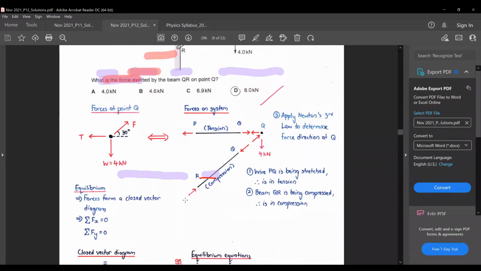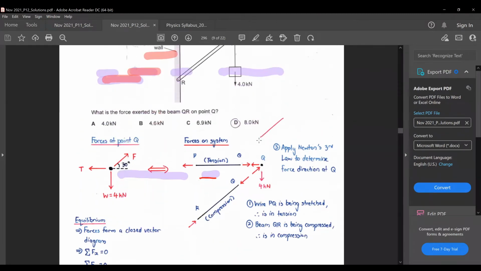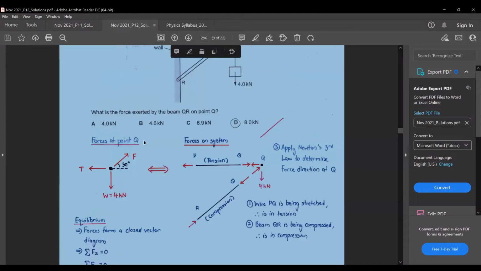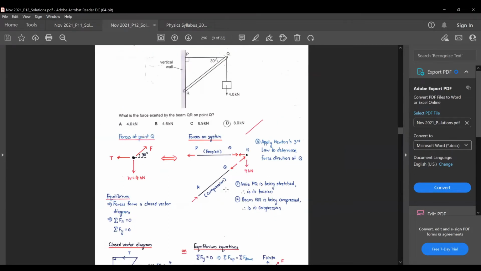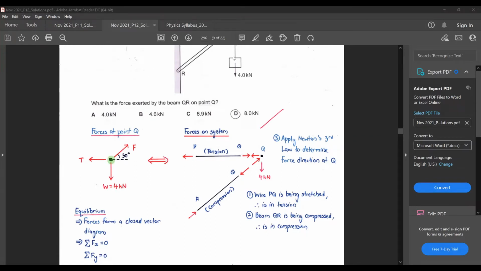So there are a few ways to go about this, I think. Let's just analyze the forces on point Q first. Now, if you are looking at the forces acting at point Q itself, you would have these three forces. You would have tension T in this direction, the force by beam QR in this direction, and the weight, 12 kilonewton, in this direction. Okay, so you may be wondering why the tension and force directions are like this.